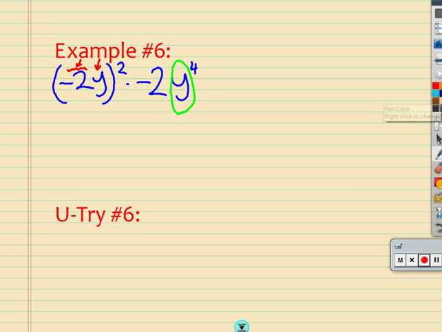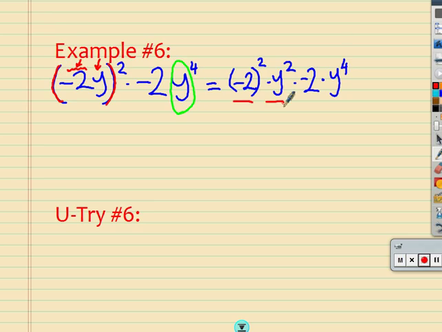If I rewrite my expression, we would have negative 2 to the second power and y to the second power, and a negative 2 times y to the fourth power. As you can see, the 2 that was touching the exponent applied to each term that was inside of the parenthesis. And the 4 was only touching the y value, and it did not affect the multiplication of negative 2.